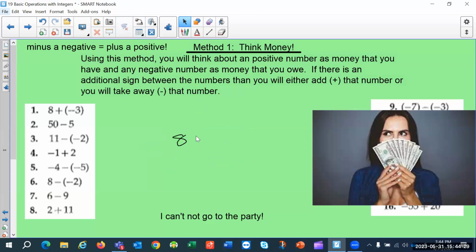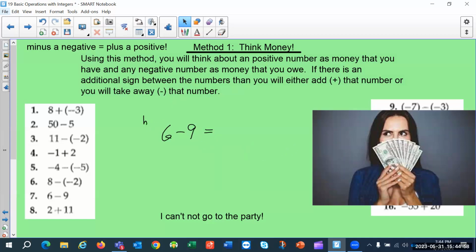Okay. 8 minus -2. Boom. What's the rule? Minus a negative is plus a positive. 8 plus 2. You got it, 10. All of a sudden, it's not too hard. Once you do the plus positive, it makes it a lot easier, right? All right, 6 minus 9.